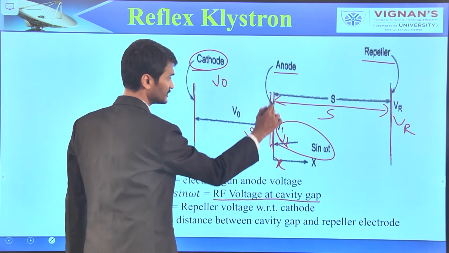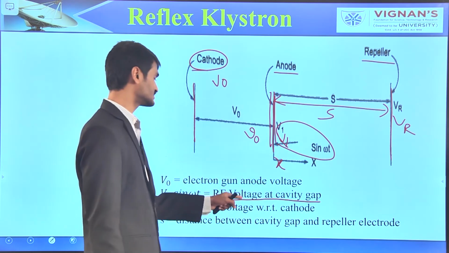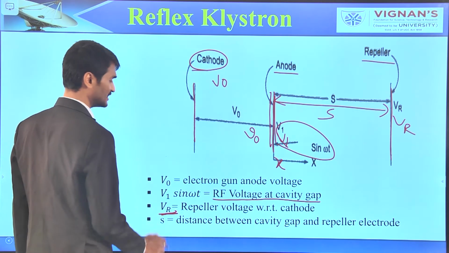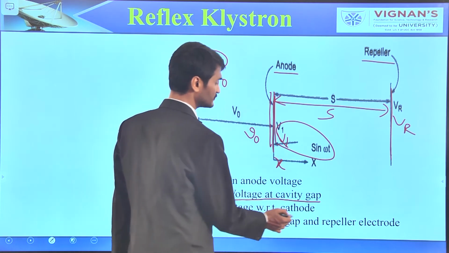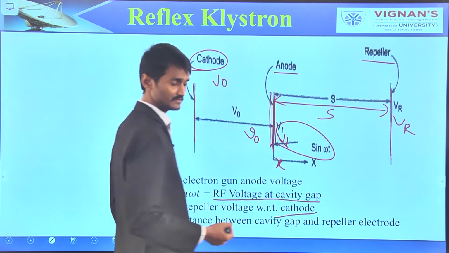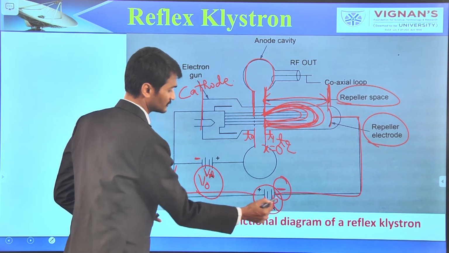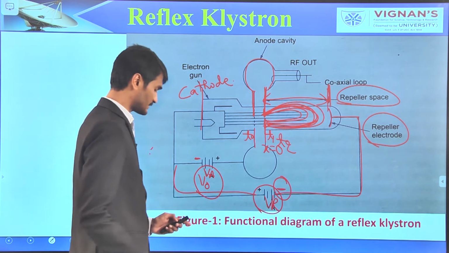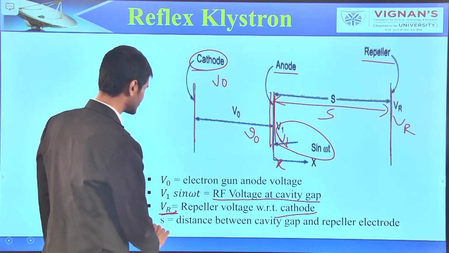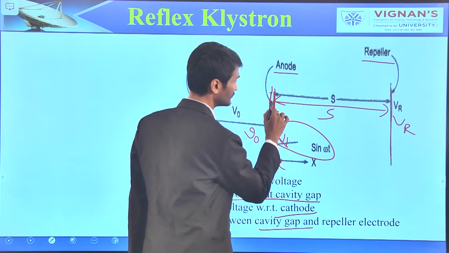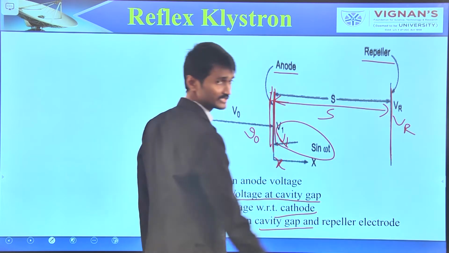Here it is, the anode cavity is there, so that is the RF voltage at the cavity gap. VR, as already mentioned, is the repeller voltage with respect to the cathode. We have seen the diagram: with respect to the cathode, VR is the repeller voltage. And S is the distance between the cavity gap and the repeller electrode.